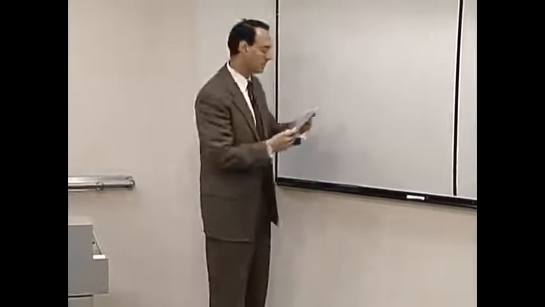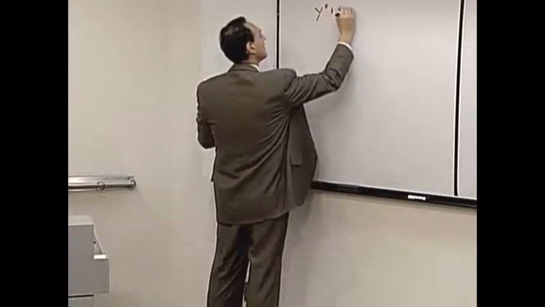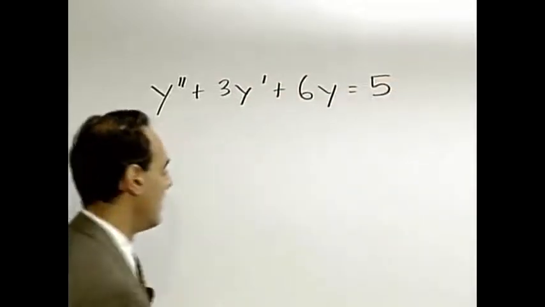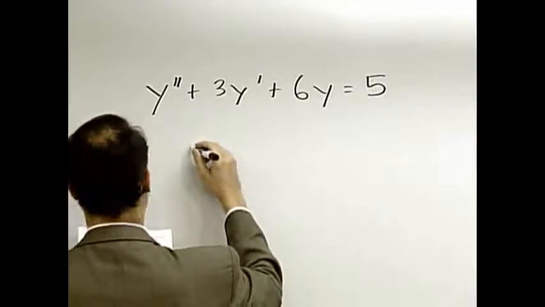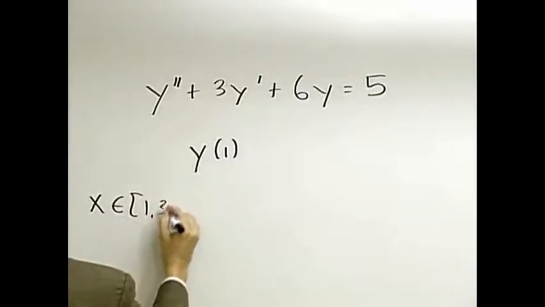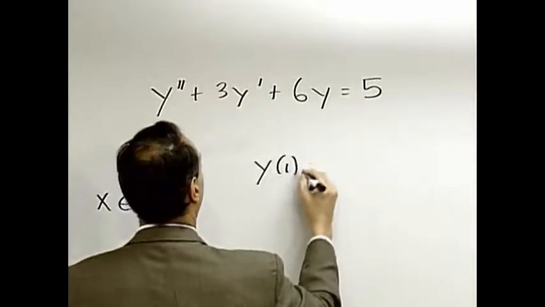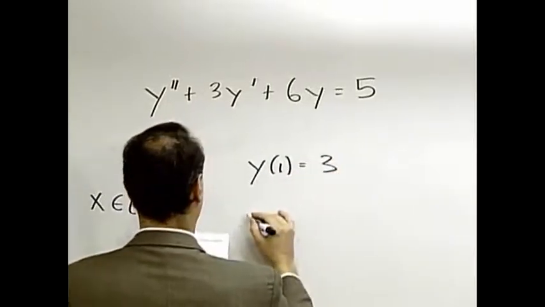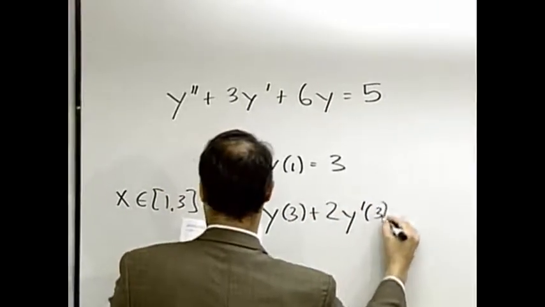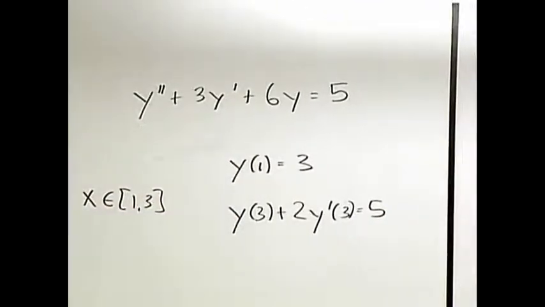We're going to start off with a simple example. So here's the example we'll start with today, with the following boundaries. We'll solve it, let's say, for x in the interval between 1 and 3. And my boundary conditions will be the following. y at 1 will be equal to 3. And y at 3 plus 2 y prime at 3 is equal to 5. I just made that up.